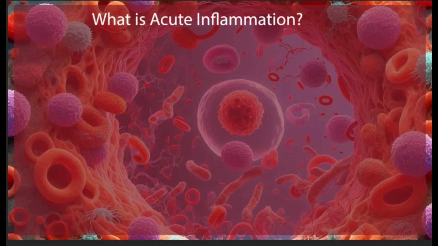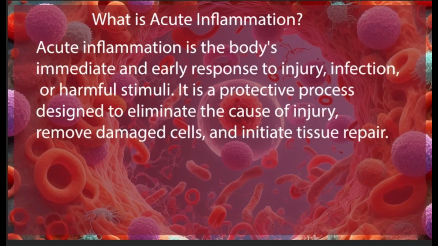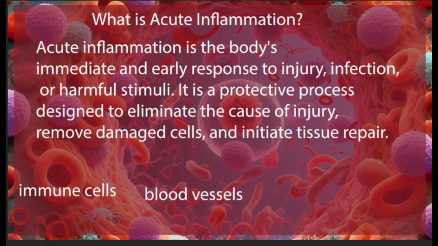Now, what is acute inflammation? Acute inflammation is the body's immediate and early response to injury, infection, or harmful stimuli. It is a protective process designed to eliminate the cause of injury, remove damaged cells, and initiate tissue repair. This process is mediated by immune cells, blood vessels, and chemical signals that work together to restore normal function. If not properly regulated, inflammation can contribute to chronic diseases.